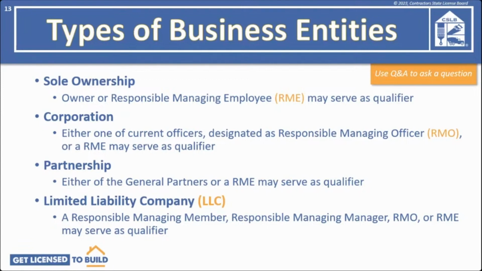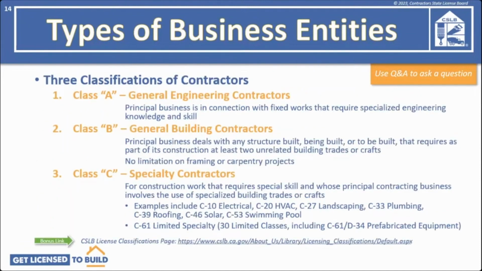About 1.5% of California construction companies are LLCs. Now let's talk about license classifications. A contractor's license may include multiple classifications, although you must select one when filling your application. While there are more than 40 license classifications in California, they all fall under 3 distinct categories. There is a bonus link to our classification list at the bottom of the screen.